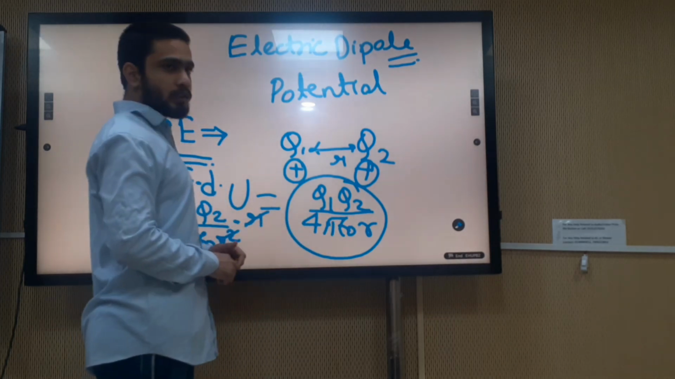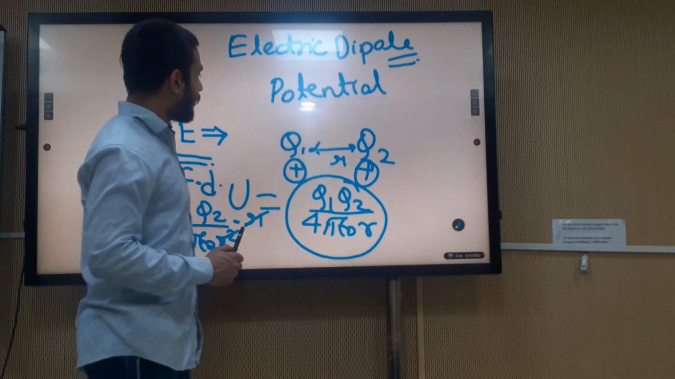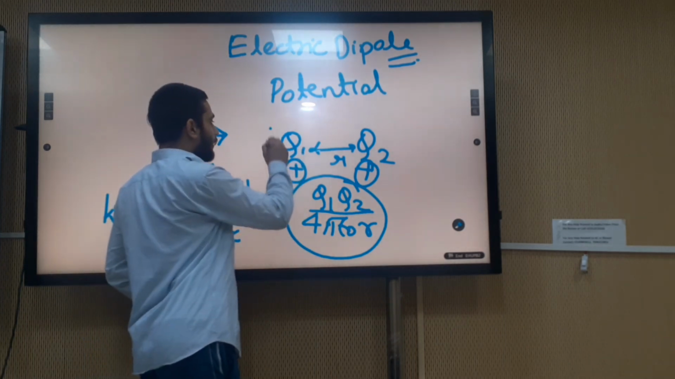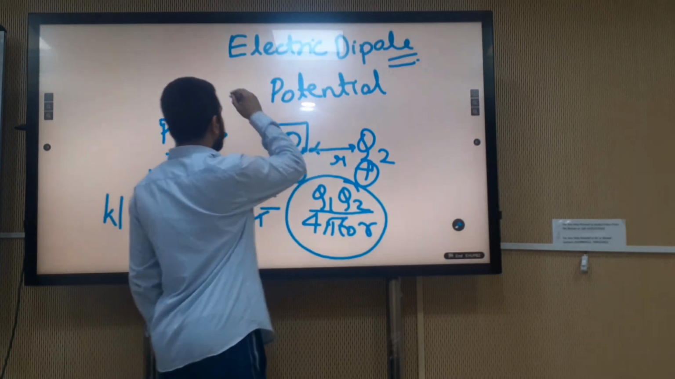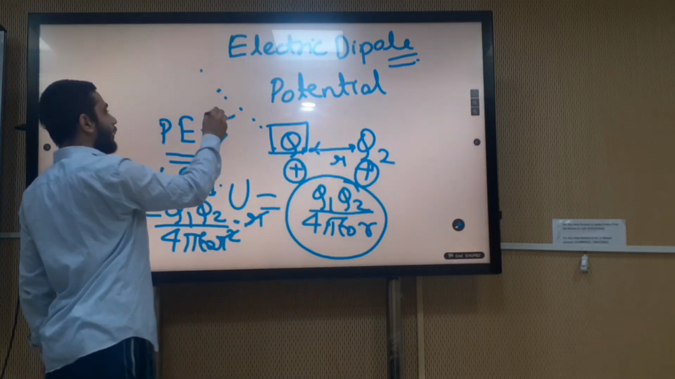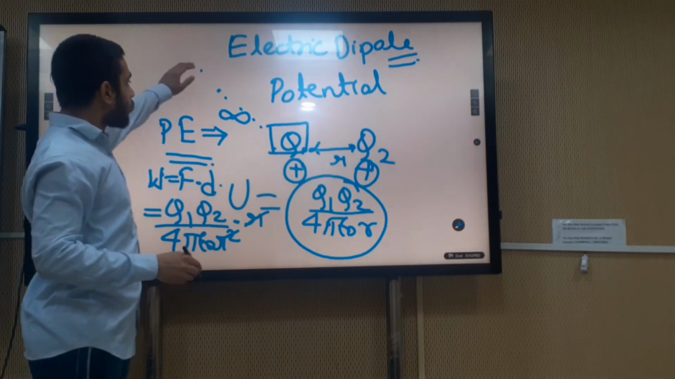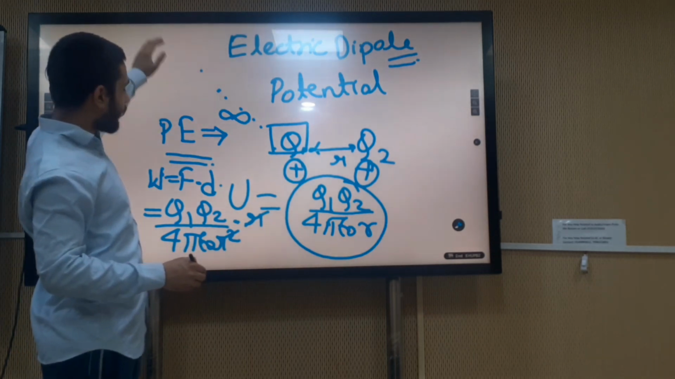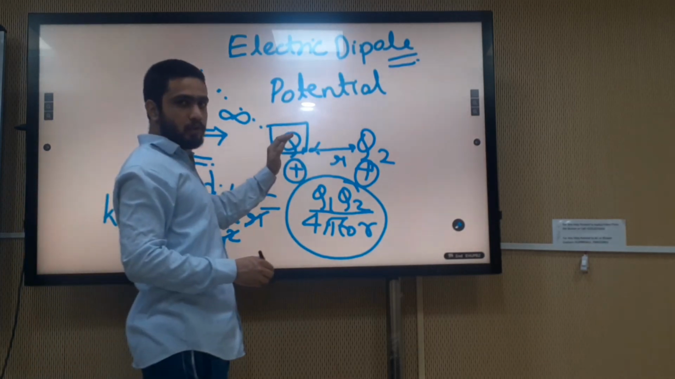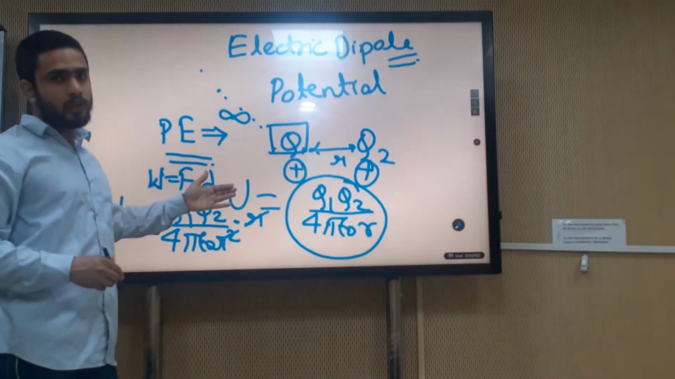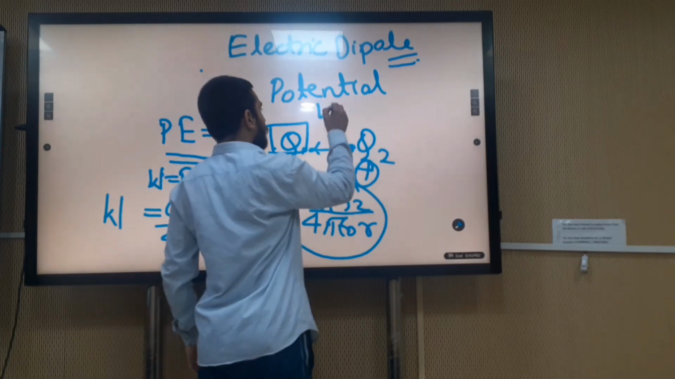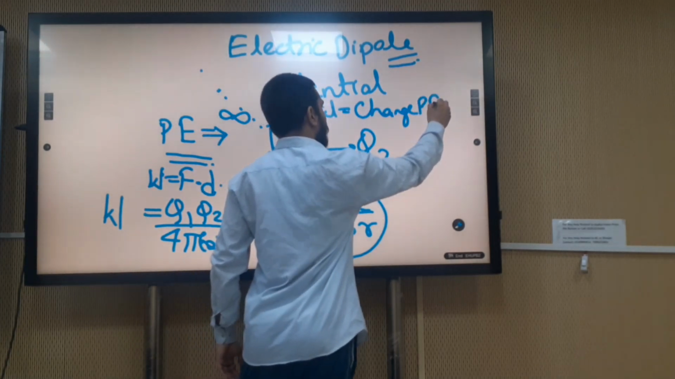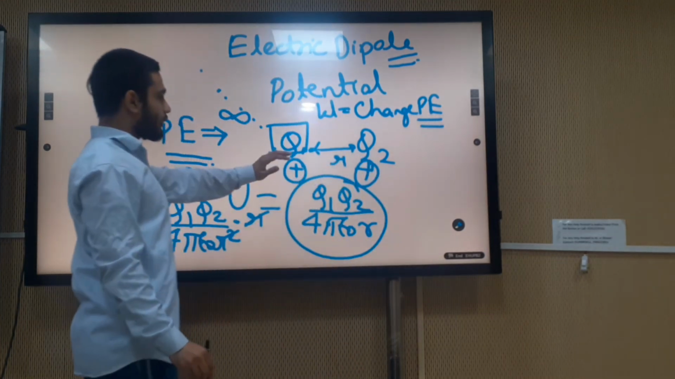Suppose, for more understanding of how this explanation is given, that this is the particle Q1, and this is at infinity. Firstly, this particle Q1 was at an infinite distance. So how much work will we have to do to bring this particle from an infinite distance to here? The work done is equal to the change in potential energy.